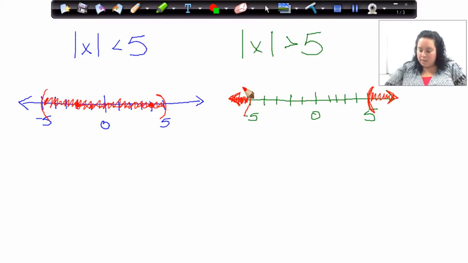Okay, and so we have these two differing graphs, depending on whether we're talking about less than or greater than. If it's less than, we're going to end up with something in the middle like this, okay, in between negative 5 and 5. And if it's greater than, we're going to end up with these two opposite poles or opposite infinities, whereas everything past negative 5 and past 5. Okay? So greater than, less than.